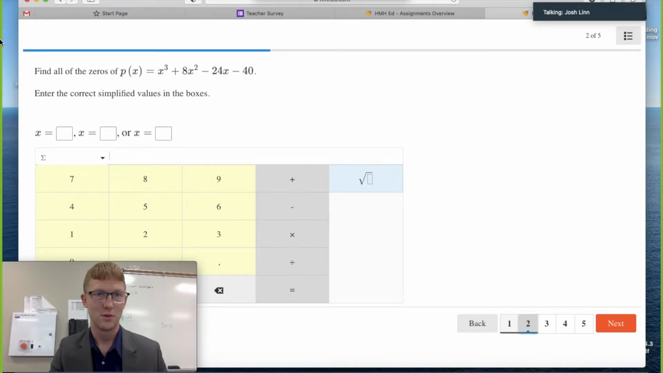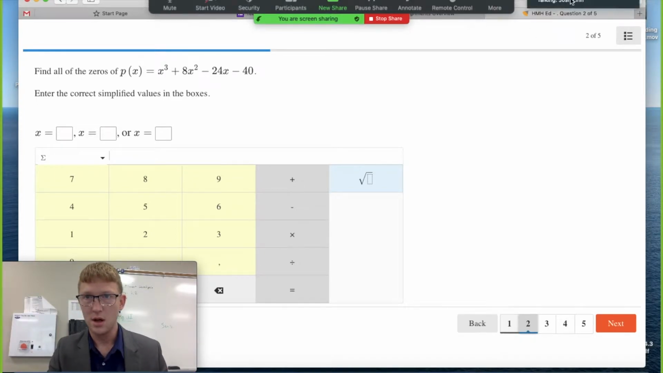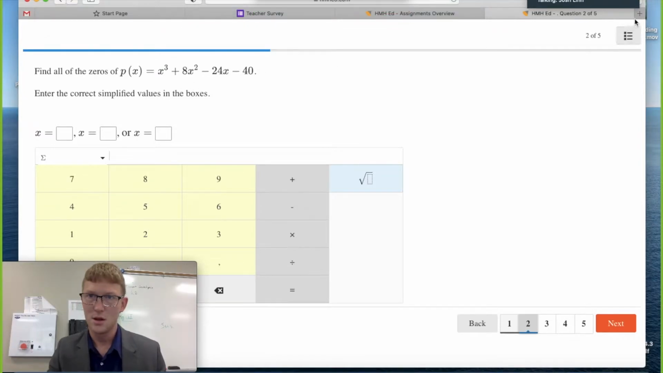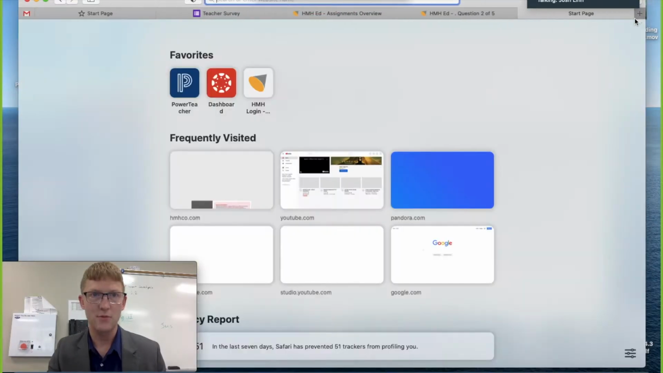Here's where it becomes fun. So we've got: find all zeros of the function p of x. At this point, especially because it's an x cubed, I have no idea what direction to take us in with that function.